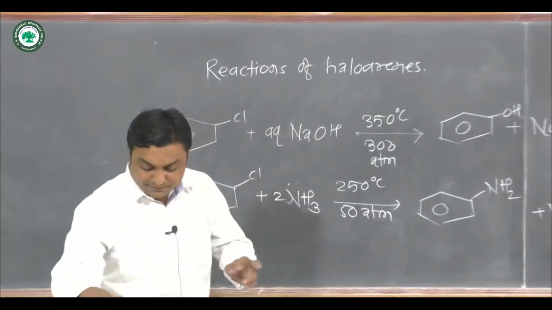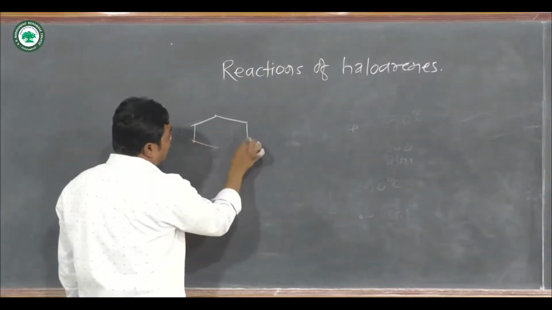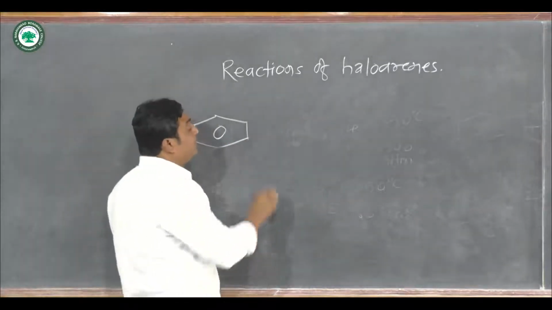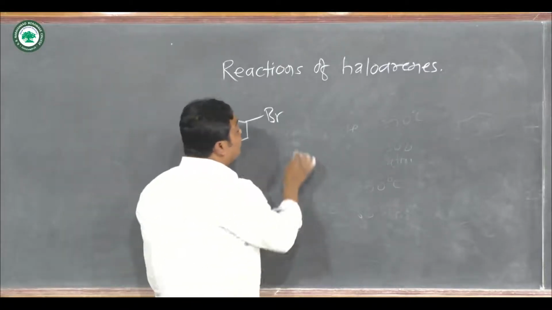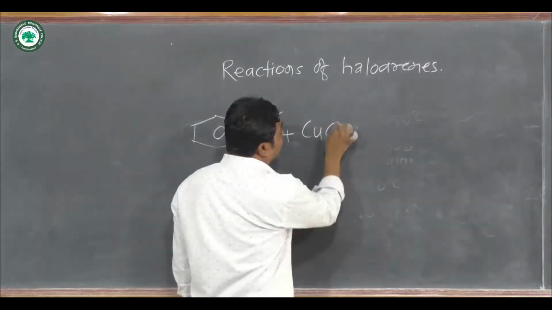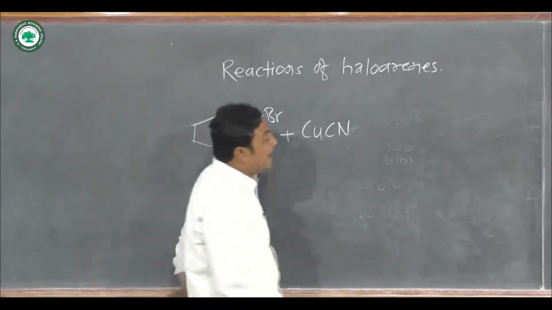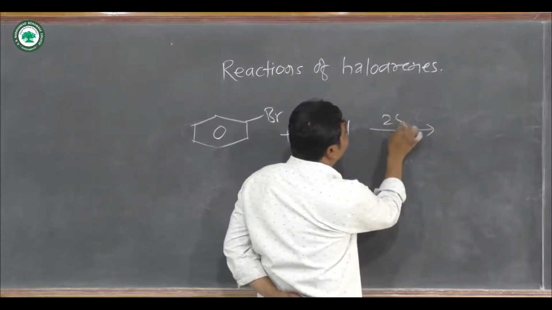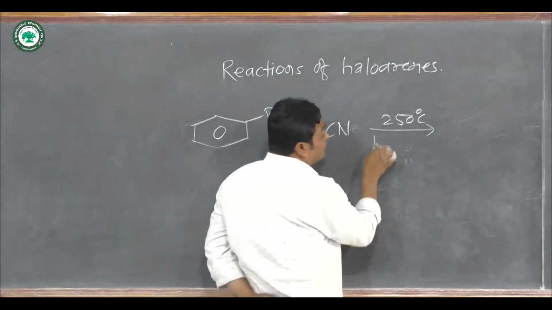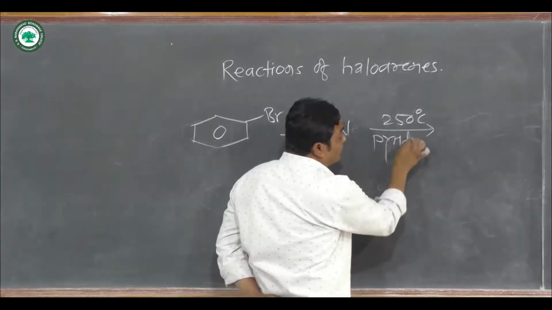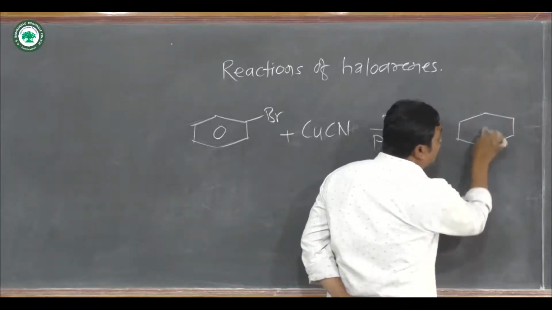Now next, when this bromobenzene is treated with CuCN at 250 degrees Celsius, but in presence of pyridine, then we obtain cyanobenzene as a product.